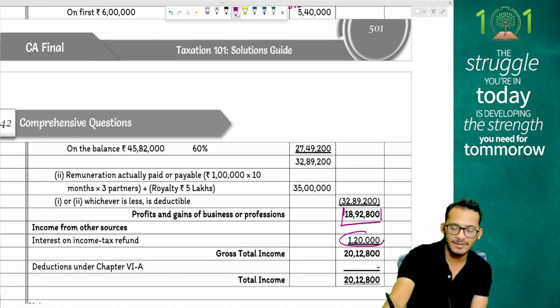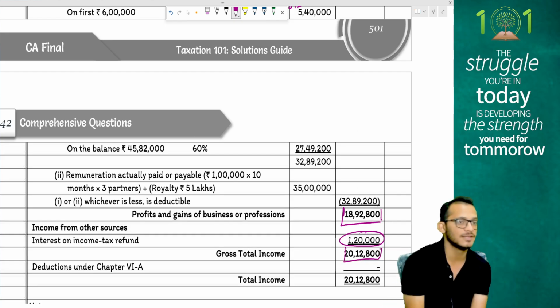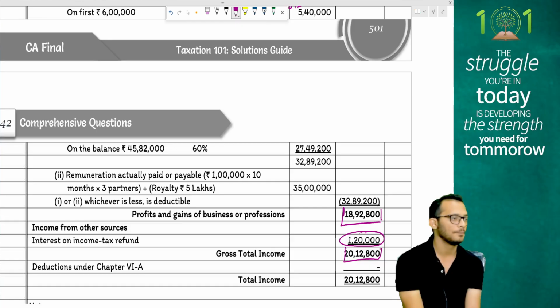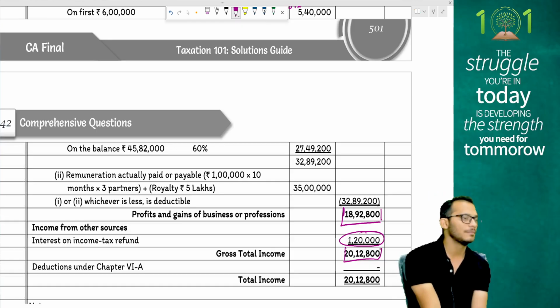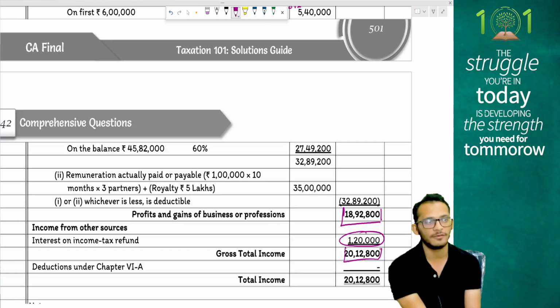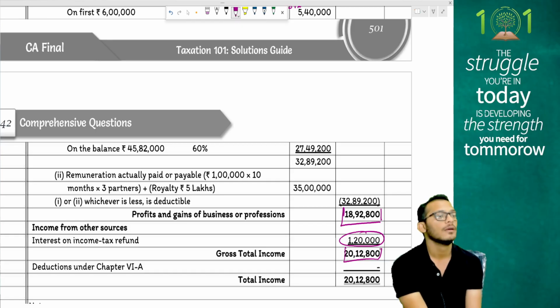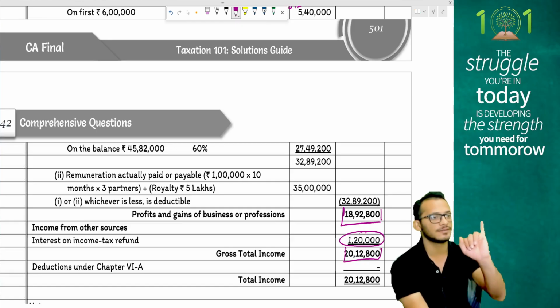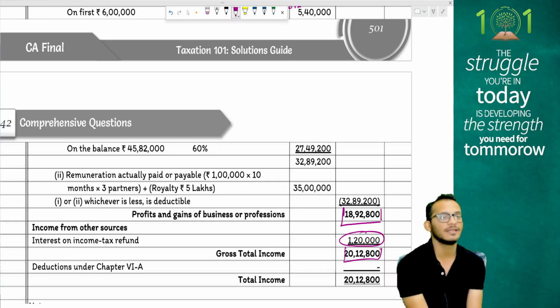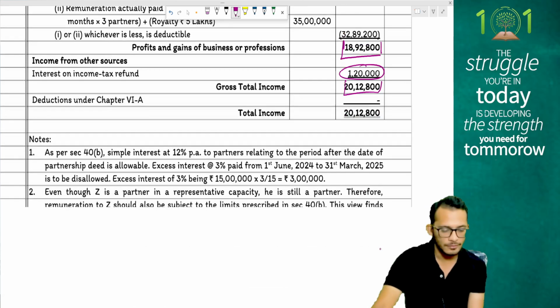Add back your income tax refund, you will get a gross total income. No adjustments given in chapter 6A. Therefore, this arrives at your total income. In this question, people, since tax payable is not being discussed, you will not check for AMT also. Even if tax payable is given, you would not check for AMT because you have not claimed any of the three deductions, which is heading C of chapter 6A, 10AA, 35AD. Only of these 3 items, you get AMT provisions. Is that clear? Any doubts on this? No. Okay.